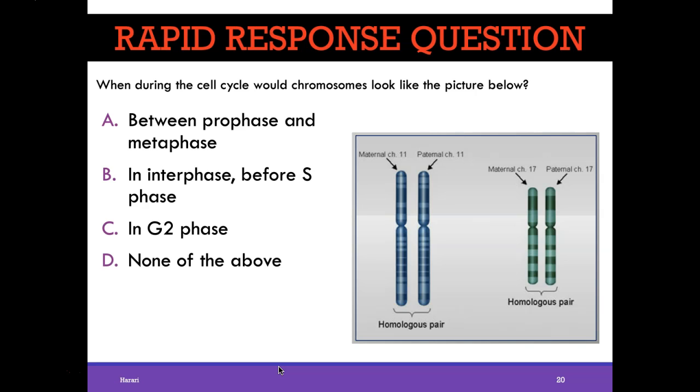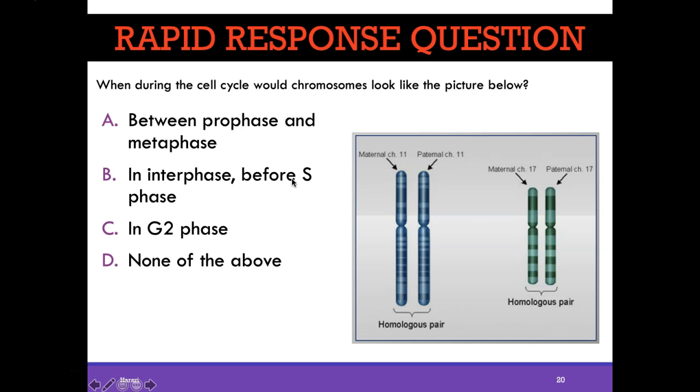So let's try to see if this question makes sense. When during the cell cycle will chromosomes look like the picture below? So pause here, and you have to use process of elimination to narrow this down. This is how chromosomes would appear in interphase, before S phase. In a normal cell, we would have one copy of chromosome 11 from mom, one copy of chromosome 11 from dad, one copy of chromosome 17 from mom, one copy of chromosome 17 from dad, and so on. We would have this from chromosome 1 through 22, and then the X and or Y chromosome. So we're only going to see this before S phase.